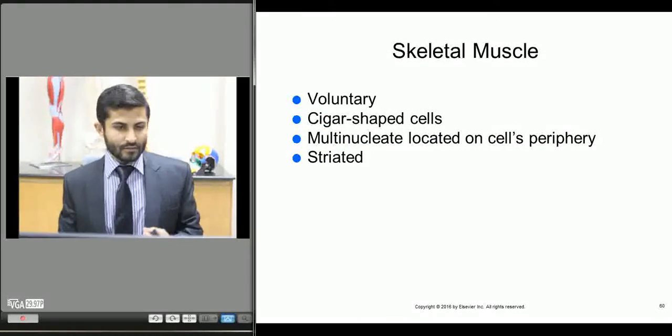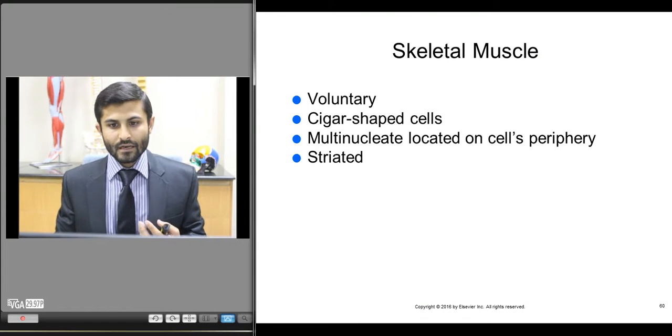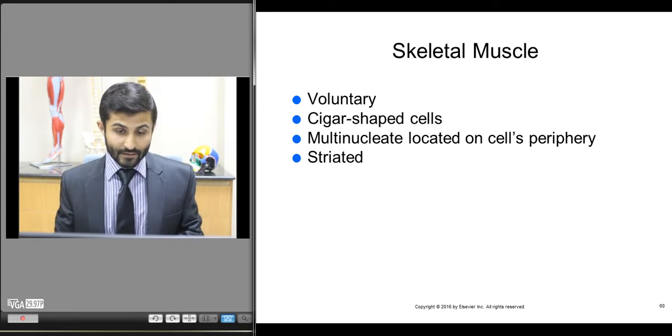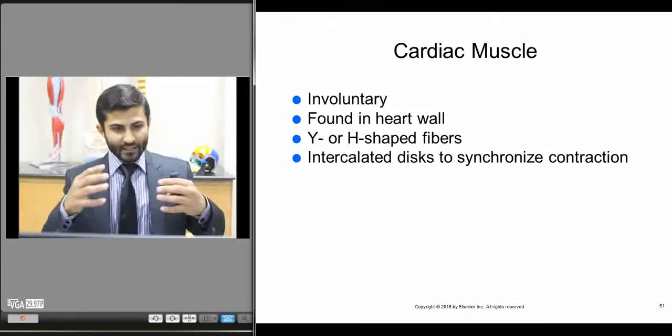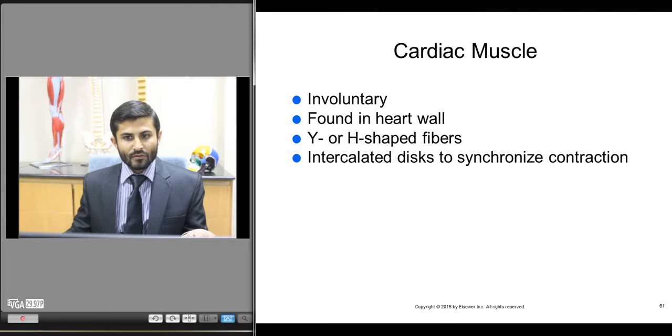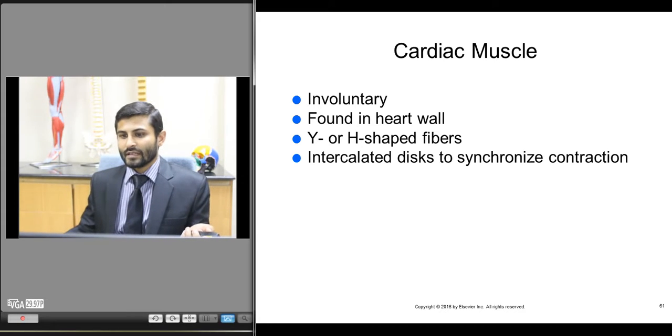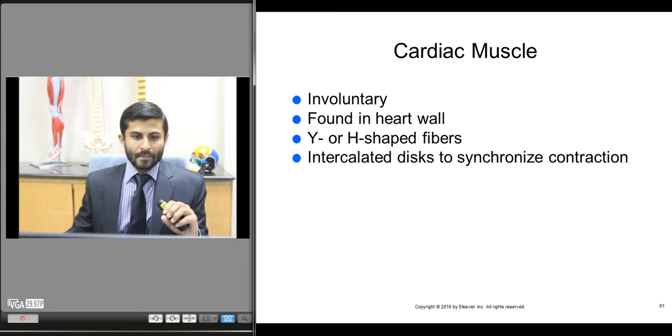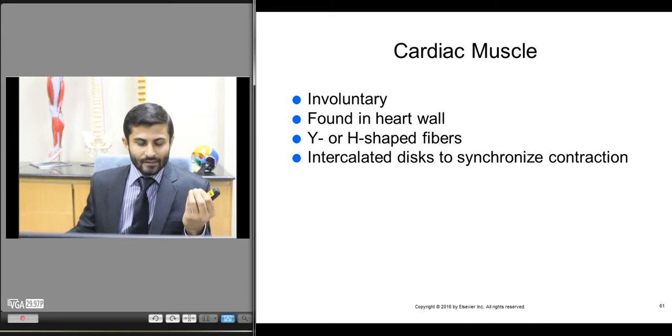The skeletal muscles are under voluntary control, with cigar-shaped cells, multinucleated, located on the periphery, and they are striated. They have the striations. Cardiac muscles are involuntary, found in the heart, with violet-shaped fibers and intercalated discs to synchronize contraction. There is a concept that is called syncytium.